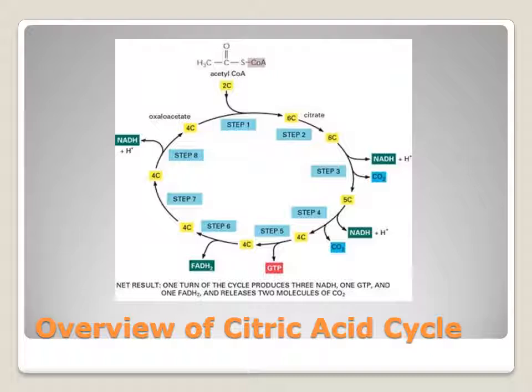So for every 2 acetyl coenzyme A that go through, you produce 2 carbon dioxide, 6 NADH, 4 carbon dioxide, 2 GTP, 2 FADH2. So that's the Krebs cycle. You've produced a lot of energy intermediaries.